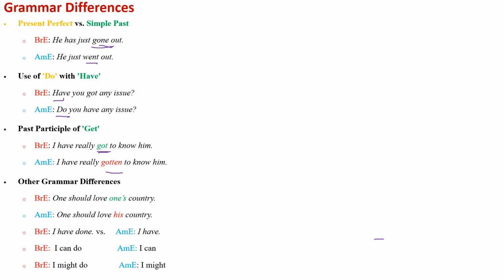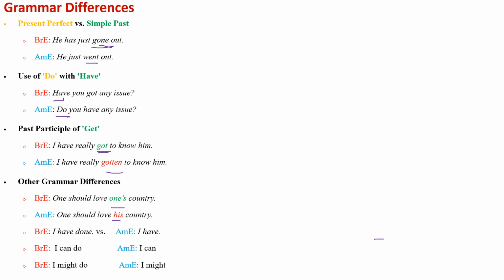Let's see some other grammar differences. Americans sometimes use his where the British say one's. In place of one's, they use his. The British say, one should love one's country, but Americans say, one should love his country.